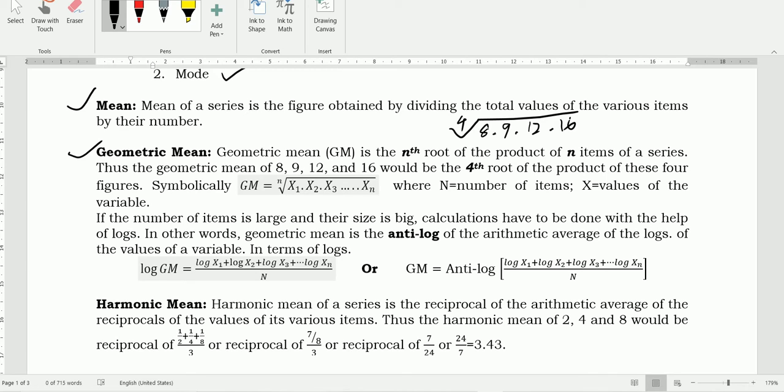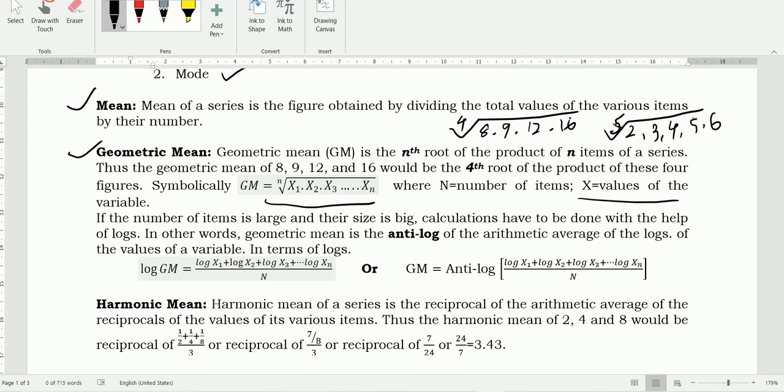And if the number of these items is 5, for example, 2, then 3, 4, 5, and then 6, so it must be 5. 1, 2, 3, 4, 5. So the fifth root of the product in this case. So symbolically, this geometric mean is equal to the nth root of x1, then x2, x3 up to xn. And x refers to the values of the variable.